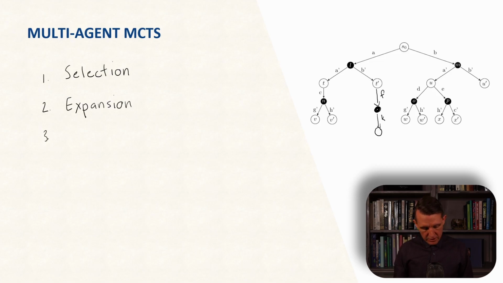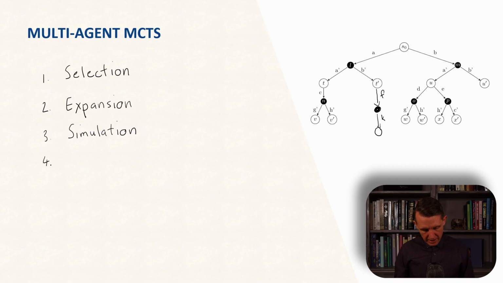The next step is to do the simulation. This step's much the same as before. We simulate a random simulation from the most recently expanded node. The only difference is that we have to remember that the rewards we receive are going to be a vector of rewards, one for each player, and so we have to update the right Q function using the right reward from that vector.